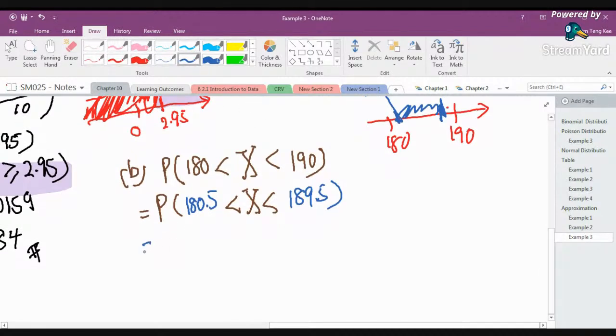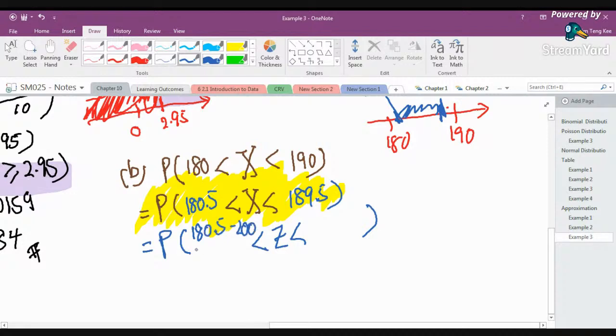Next, before I go on further, again I highlight this part here as a remark of continuity correction. Then next, I will go on with the standardization. Now our X becomes Z, where here I have 180.5 minus 200, the mean that we calculated just now, divided by sigma 10. And 189.5 minus 200 divided by 10.